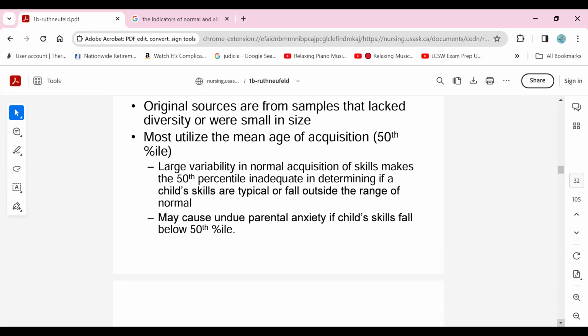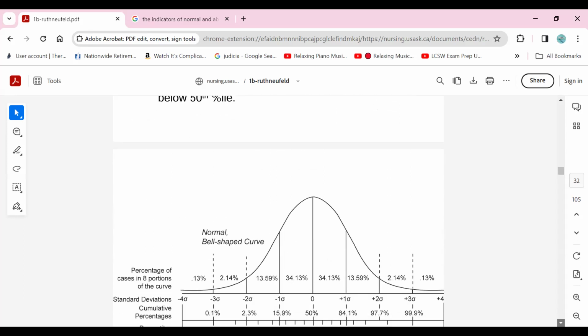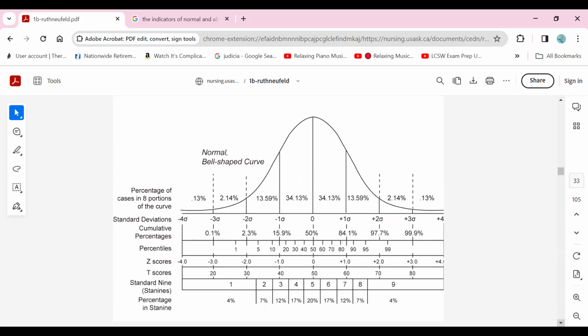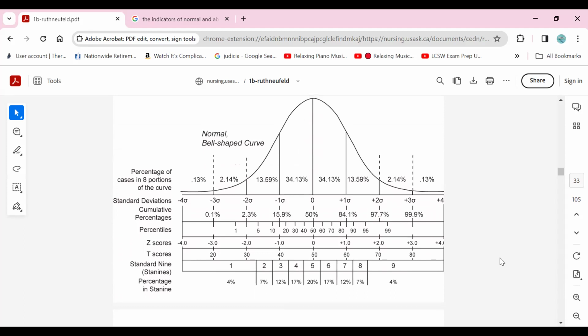Again, large variability in normal acquisition of skills makes the 50th percentile inadequate in determining if a child's skills are typical or fall outside the range of normal. It may cause undue parental anxiety if the child's skills fall below the 50th percentile. So I guess here are the people that fell under the tail.